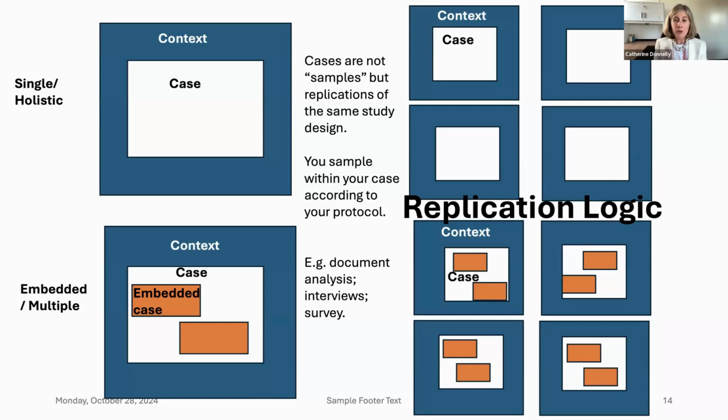But when you have multiple cases, it's not another sample, the case is another replication, you're replicating that design again. And that becomes important when people will say, oh, they're not generalizable. But if you have multiple cases, you've actually been replicating that study design. So that gets to that notion of generalizability.